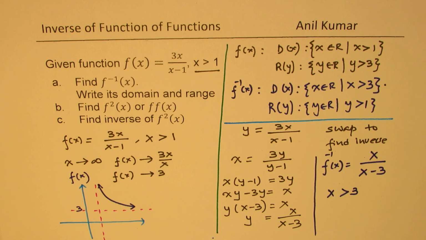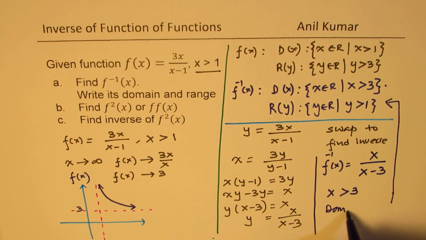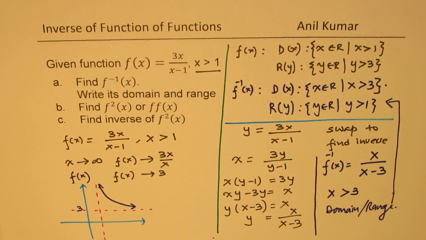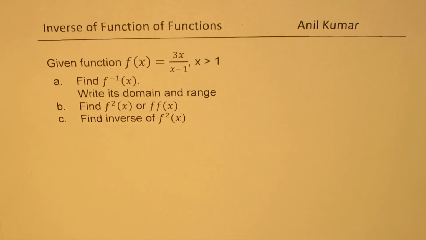So that is part A, and its domain and range is given there. That is the domain and range of f inverse x. Clear? Now let's do part B on a fresh page. So we'll find function of function. We are given this function. Let's do part B now.